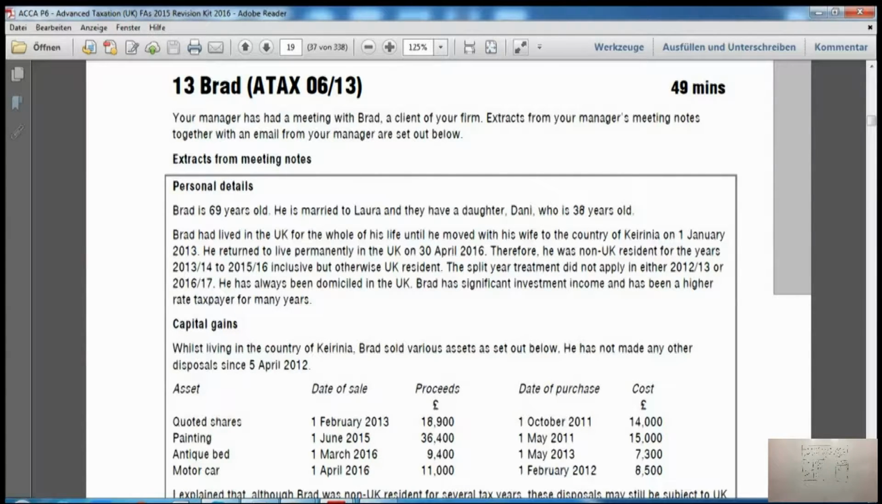Now this is actually a past exam paper. Question number 13, I have just used a BPP exam kit, so this question number 13 is from the BPP exam kit, right? If you have an exam kit, please make sure you do that after as well. But let's start from inheritance tax planning.